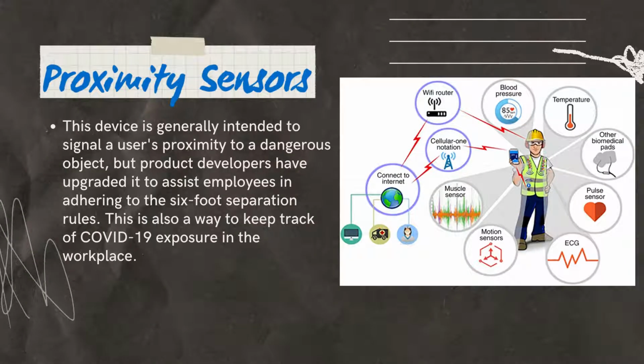Next, we're going to take a look at the proximity sensors. This device is generally intended to signal a user's proximity to a dangerous object, but product developers have upgraded it to assist employees in adhering to the 6-foot separation rules or 1 meter separation rules. This is also a way to keep track of COVID-19 exposure in the workplace.